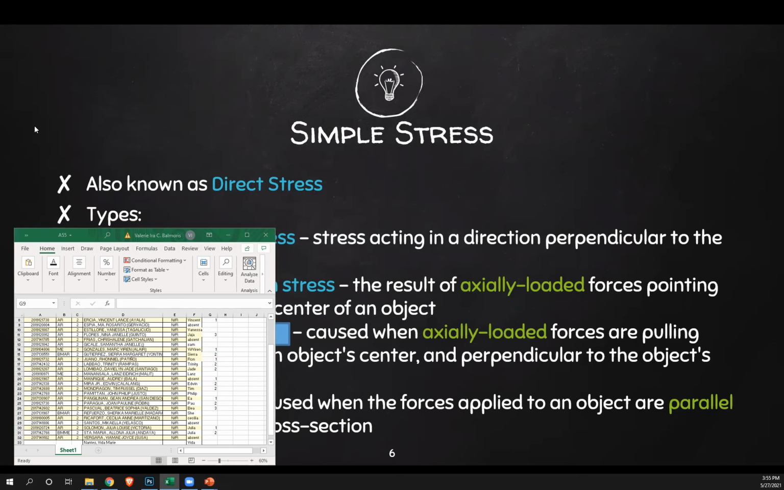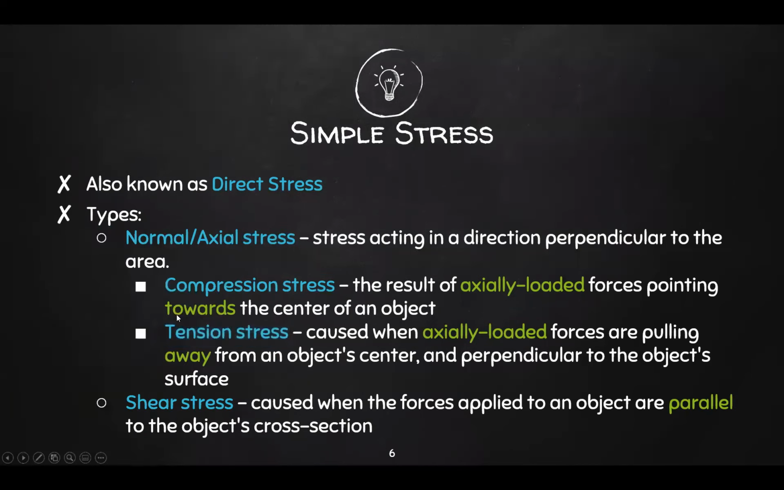Tension. Just like our forces, okay? Towards your object, compression, away from your object, tension. So same thing applies to stresses. And then shear stress is just caused when the forces applied to an object are parallel to the object's cross-section. So basically, the main difference between normal and shear, normal is perpendicular to the area in question, shear is parallel to the area in question.